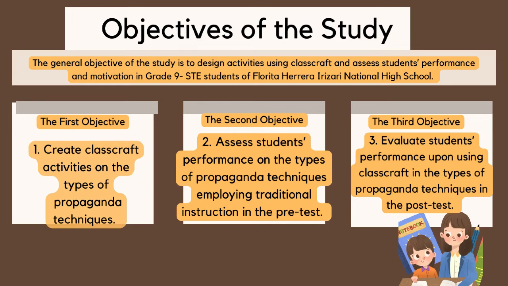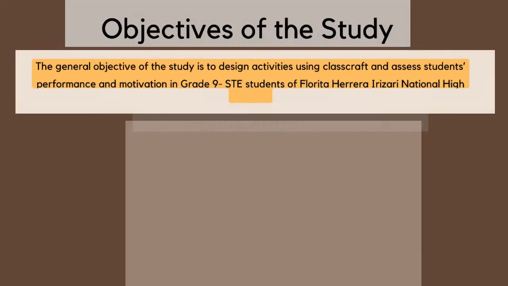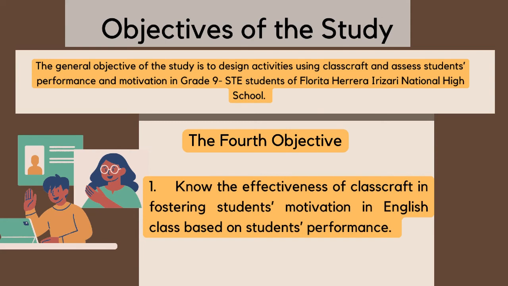Number 1 is to create ClassCraft activities on the types of propaganda technique. Then the second, assess the students' performance in the types of propaganda techniques employing traditional instruction in the pre-test. Then evaluate the students' performance upon using ClassCraft in the types of propaganda techniques in the post-test. And finally, to know the effectiveness of ClassCraft in fostering students' motivation in English class based on students' performance.